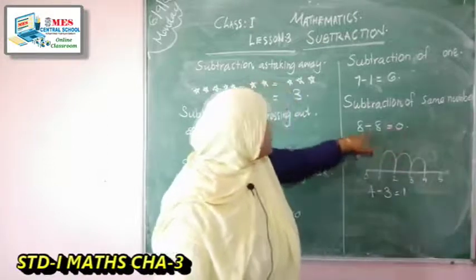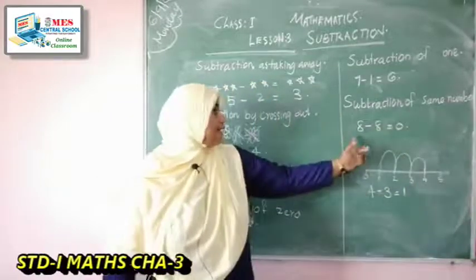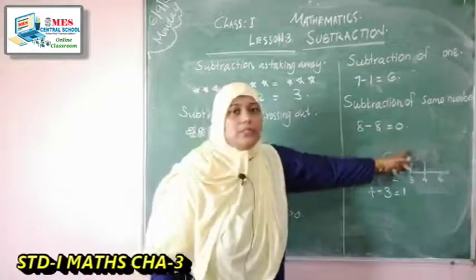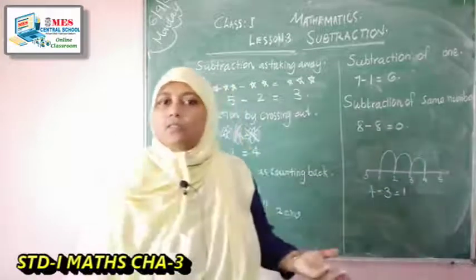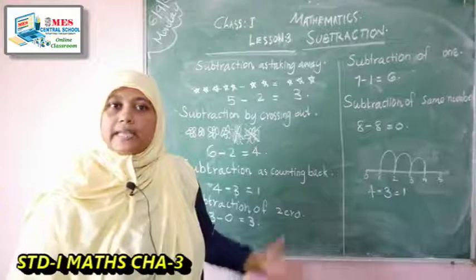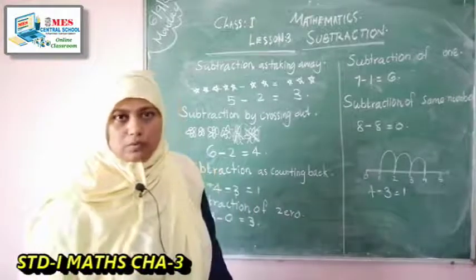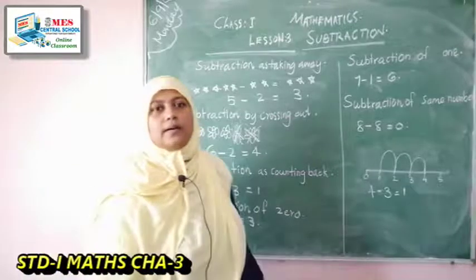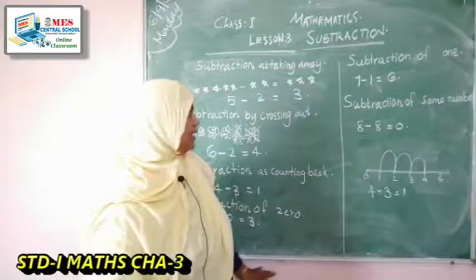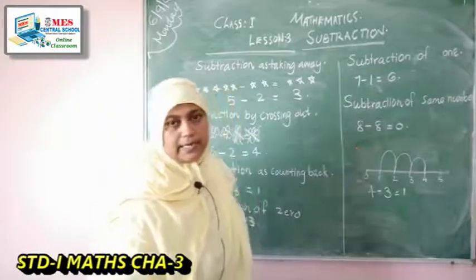Here 8 minus 8 is equal to 0. 7 minus 7 is equal to 0. Can you say another example for that? 4 minus 4 is equal to 0. 1 minus 1 is equal to 0. So this much you need to remember in your mind in this chapter.